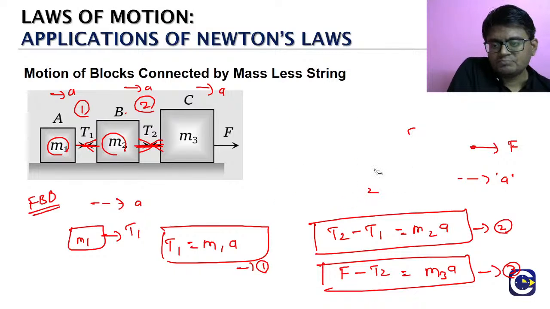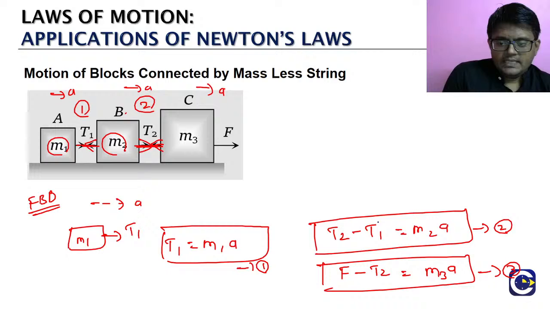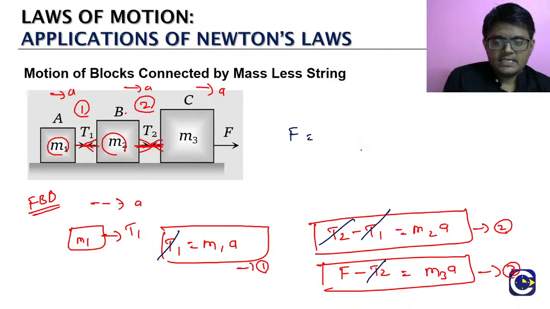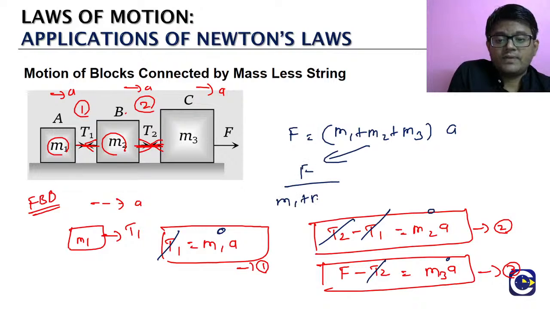Look at the left hand side. If we add those 3 equations, what comes on the left hand side? There will be cancelling of these tension force values. See, here there is minus T1 and there is T1; here minus T2 and there T2. So only F will be remaining on the LHS. On the RHS we have M1A, M2A, M3A, so (M1 plus M2 plus M3) into A. Taking that to the left side, it will go to the denominator: F by (M1 plus M2 plus M3). That is the acceleration.